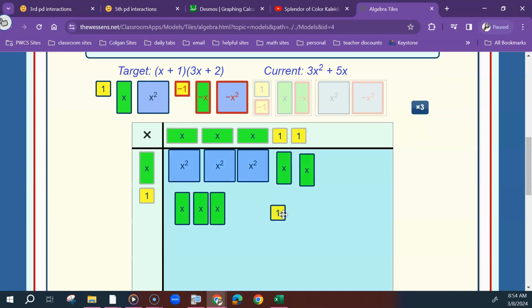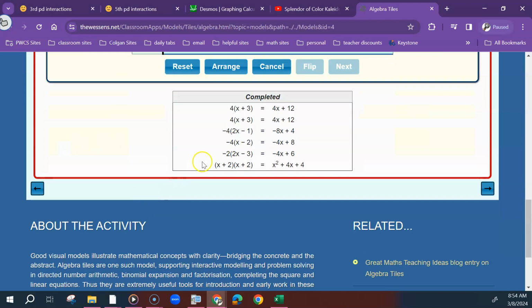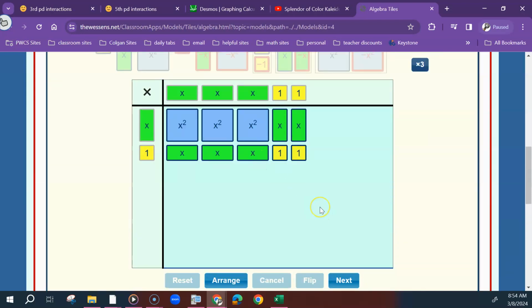And then 1 times 1 is just 1. So then, what would that total be? Counted up how many x squares, how many x's, how many 1s, what would that be? It's 3x squared plus 5x plus 2.